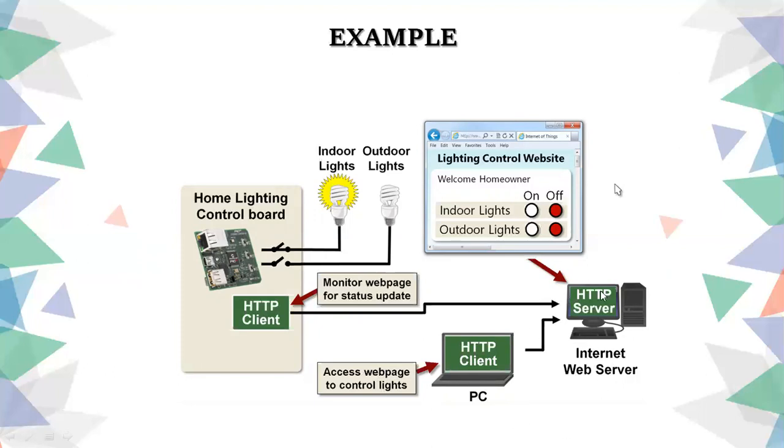This particular web server is providing a web page. Through the web page, the house owner can control the lights, indoor lights and outdoor lights, if they want to switch them off, and that message will be sent to the control board. The client goes to the server, and the server connects with the web page. Through the web page we can reach a home lighting control board through the internet, and whatever switches we have pressed in the web page, the program will be executed here.